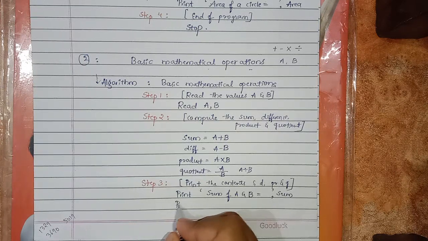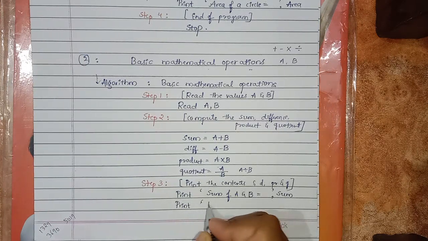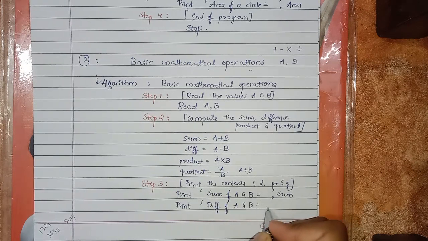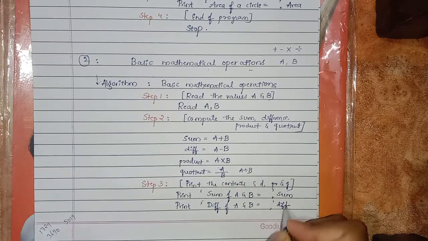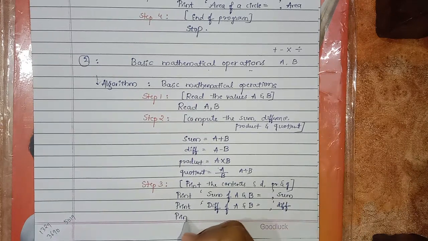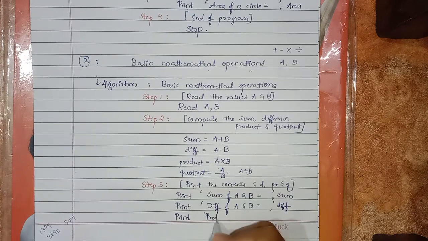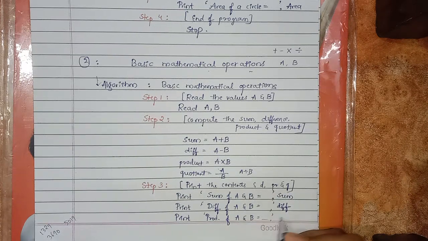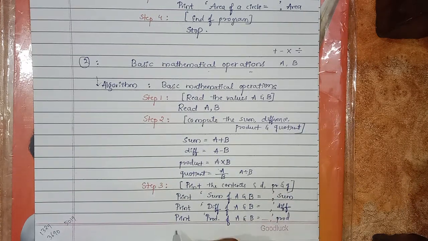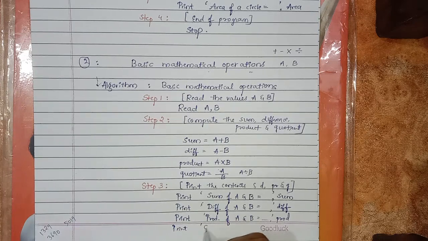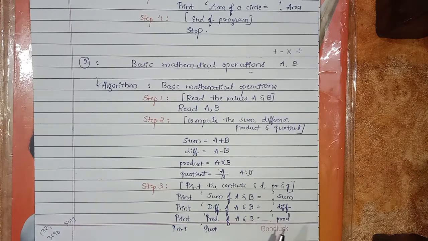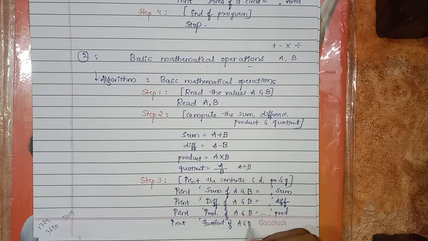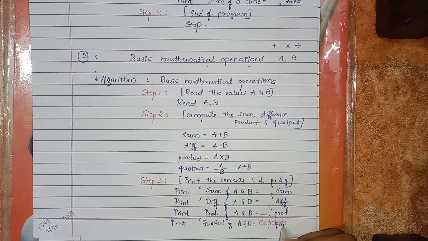Right? Print difference of a and b equal to the answer difference. Okay, then also print product of a and b equal to the answer and product, and at the last print quotient of a and b equal to the answer, inverted comma complete and quotient.